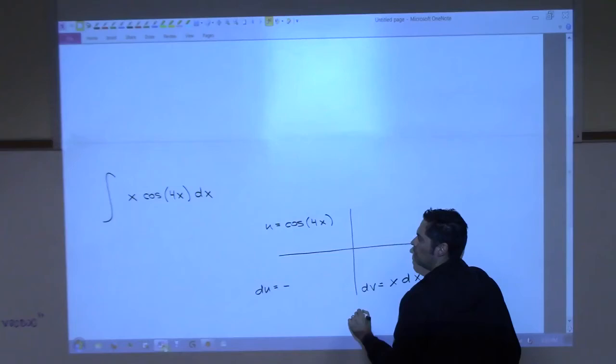Now, this formula is on your formula sheet. I believe it's formula number 1. Somebody check. The mnemonic's not on there, but the formula is, right? The first formula on the table of integrals? Okay, all right, good. We're done, right? We're done? This is it?